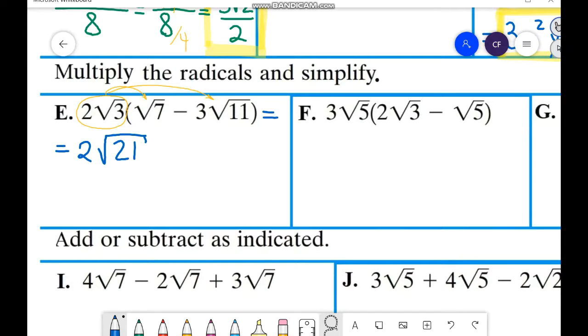Positive 2 times negative 3 is negative 6. Square root of 3 times square root of 11, square root of 33. And this is the answer. We cannot simplify any further. That's it. This is the final answer. Okay?